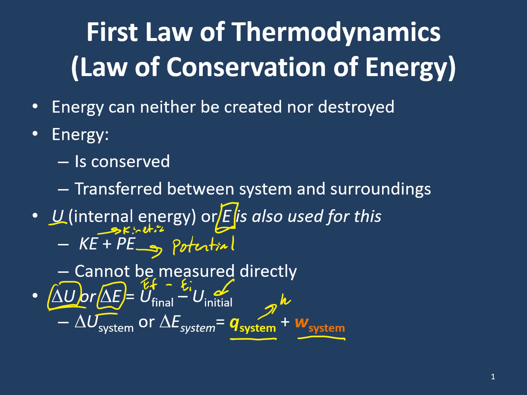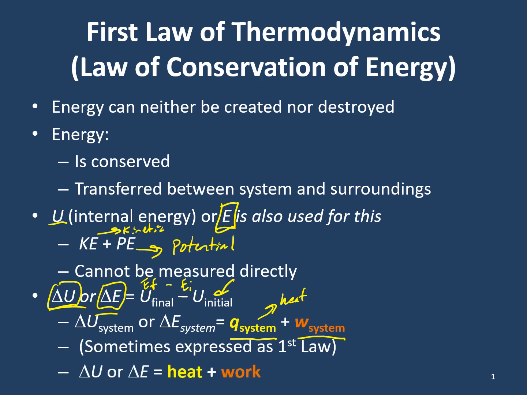Q is heat. We've talked about it quite a bit in the last couple lecture videos. And we can calculate Q using Q is equal to mC delta T, or Q is equal to mass times the delta H of fusion, vaporization, what have you. What's W then? W is a measure of work. And so how do we calculate how much work is being done by our system? That can be done using an equation that we'll learn on the next slide.